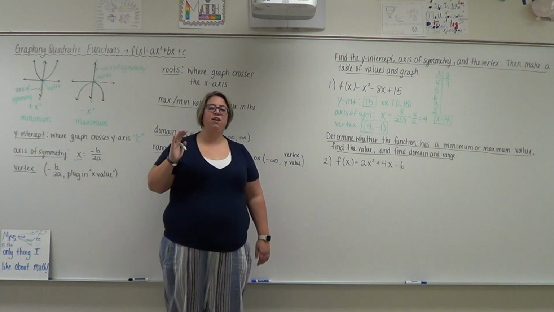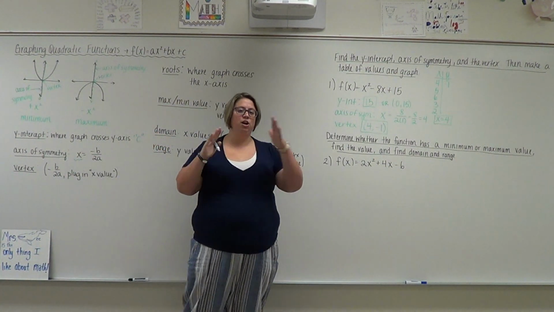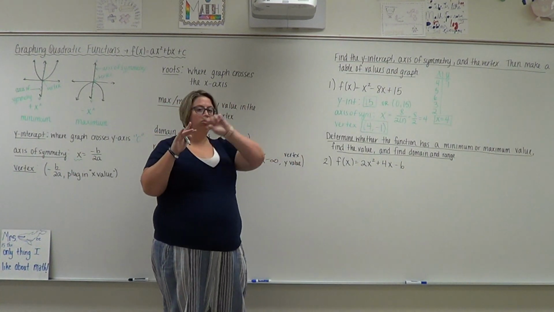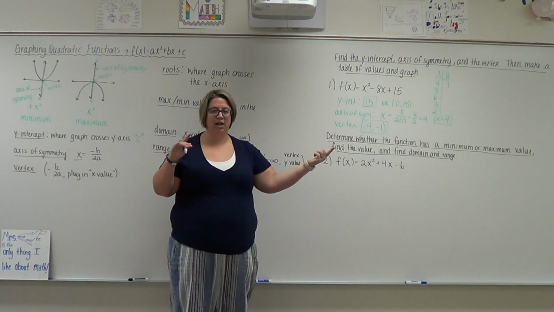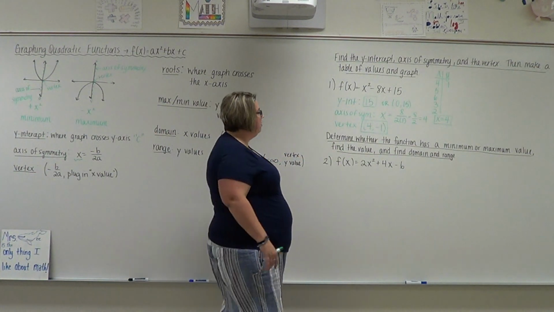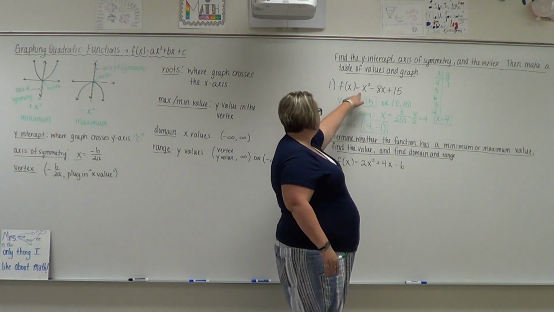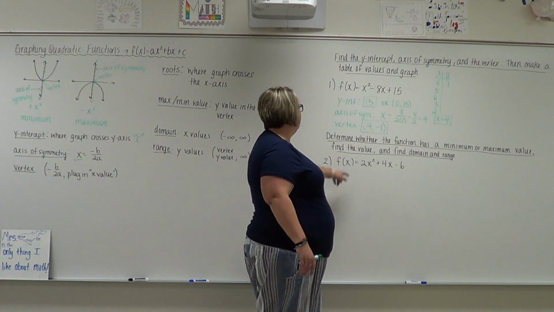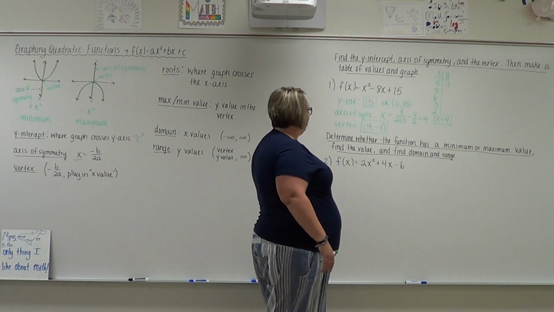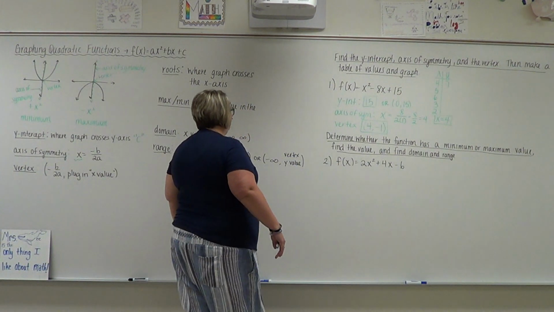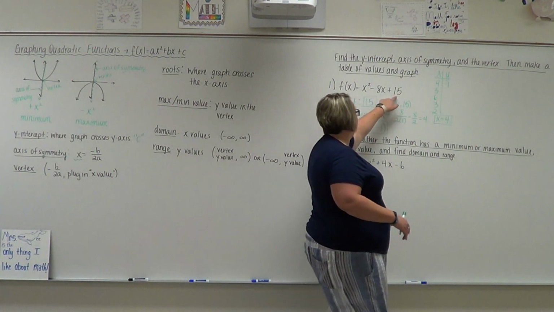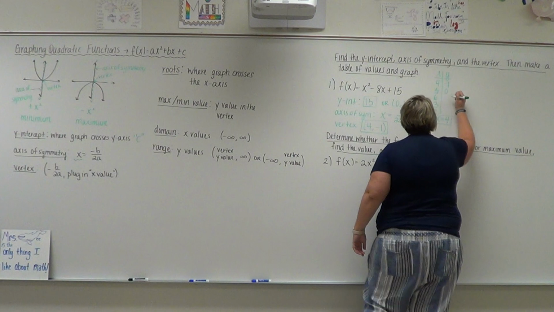Now, once I find 5 and 6, if they're equidistant away from the other numbers, those just reflect on the other side. So if I put in 5, 5 squared is 25. 5 times negative 8 is negative 40. So 25 minus 40 is negative 15. Plus 15 is 0.